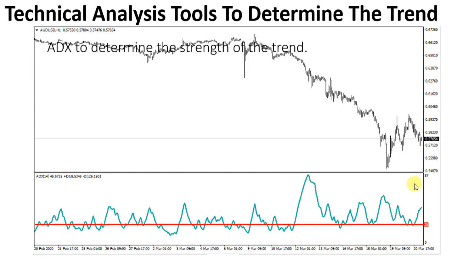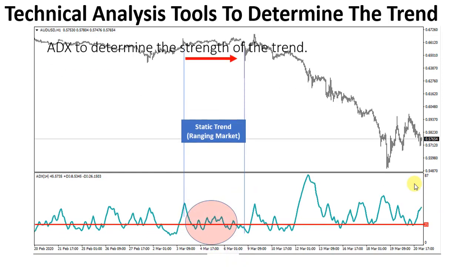Now, let's look at this ADX. You can see around here, the ADX is gyrating around that 25 line. This is the middle line, the 25 line. It's moving around that line. It shows it's a flat, static market or ranging market, so you don't want to be here.